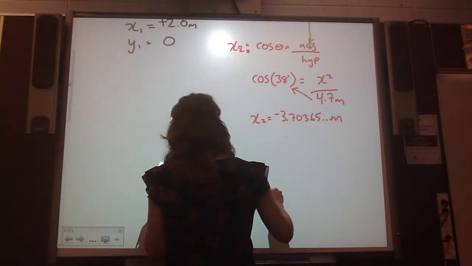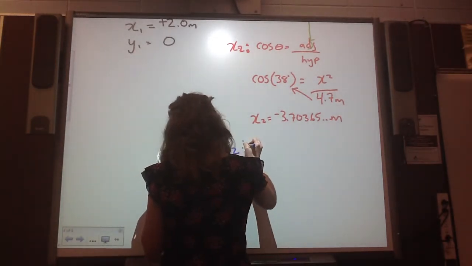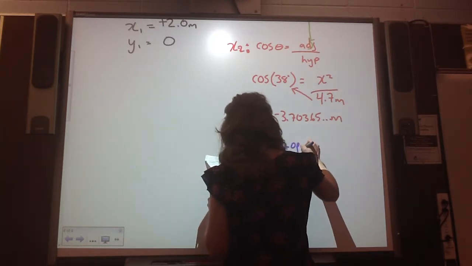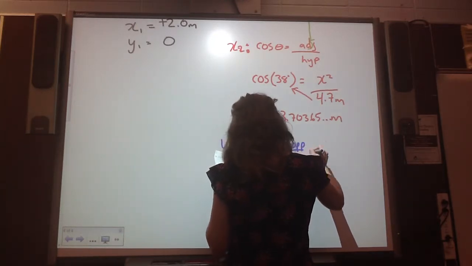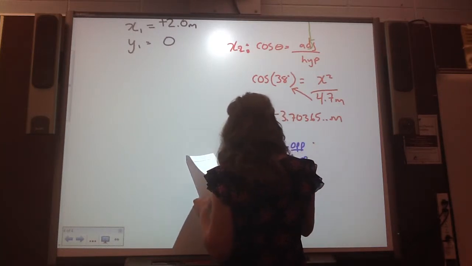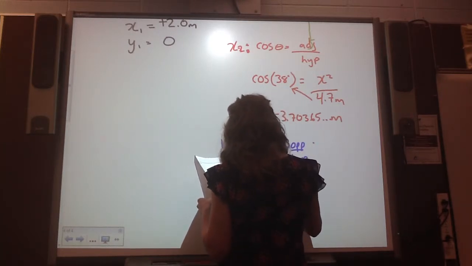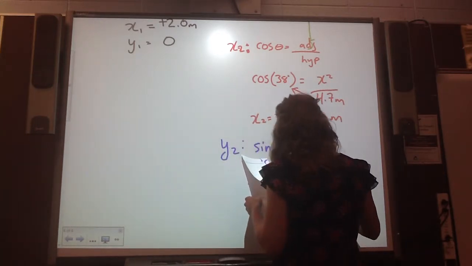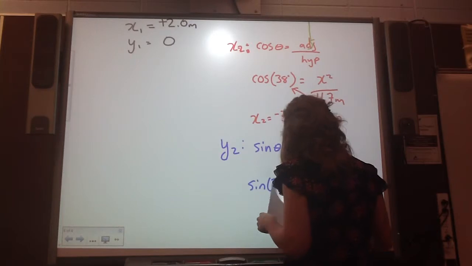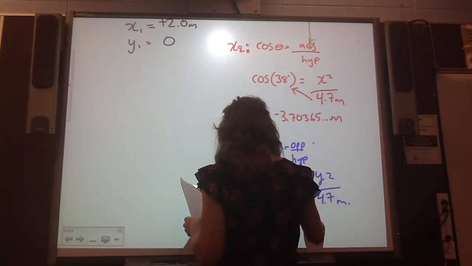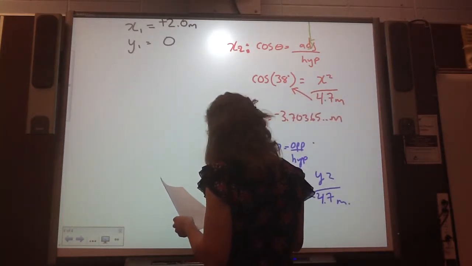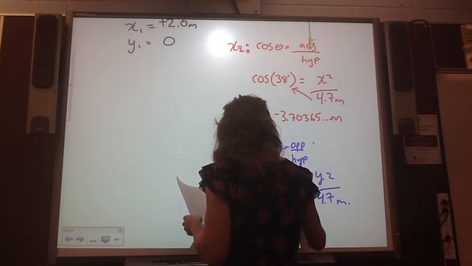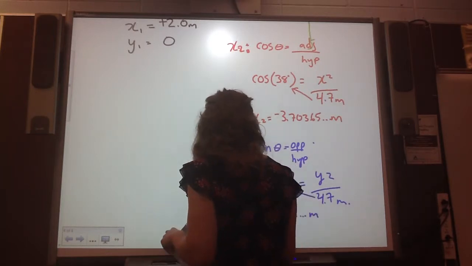Now my y2. Sine theta is equal to opposite over hypotenuse. So I can put that as sine 38 degrees is equal to y2 over 4.7, because that's my hypotenuse. Again, you can cross multiply to solve for y2. Y2 is positive 2.8936, etc. meters.